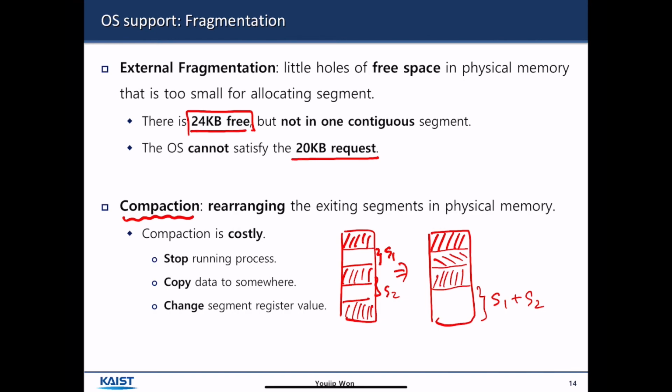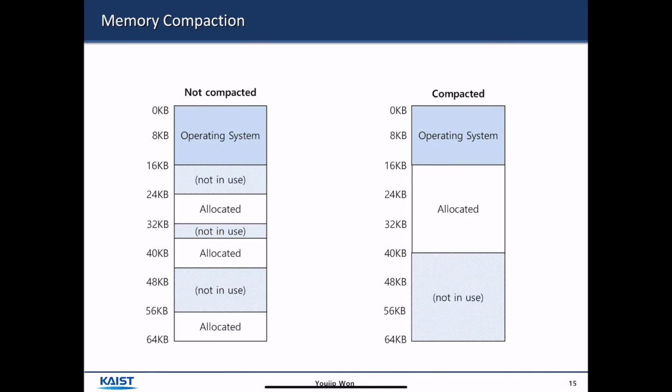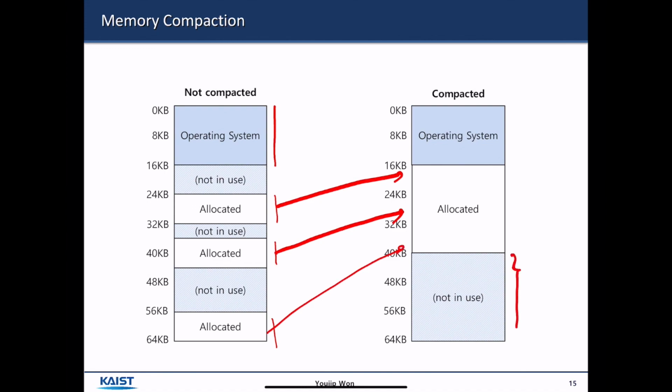It has to stop all the existing running processes, copy the data somewhere, and then change the segment register values for the processes. So that's very costly. This is what memory compaction looks like. There is an operating system, and this part is allocated, and this is allocated. As a result of compaction, it migrates this space to this part, and this part. And then it creates a big free chunk of physical memory region. So that is what compaction is for.